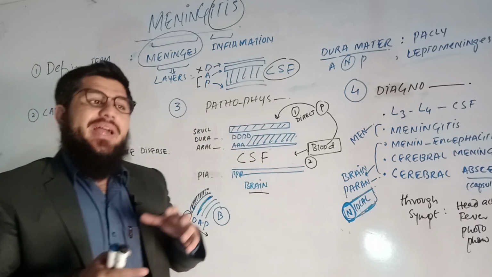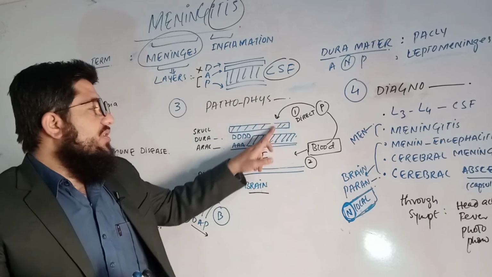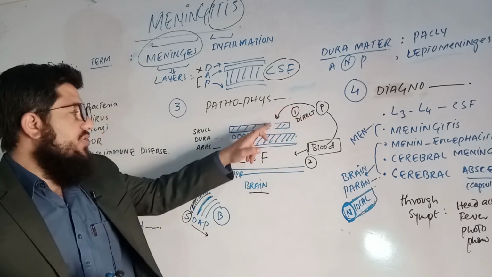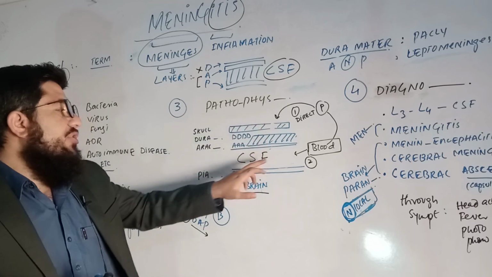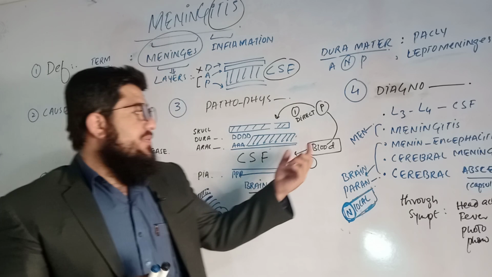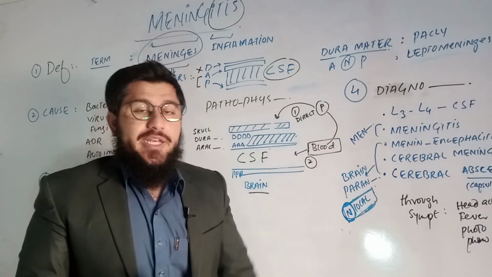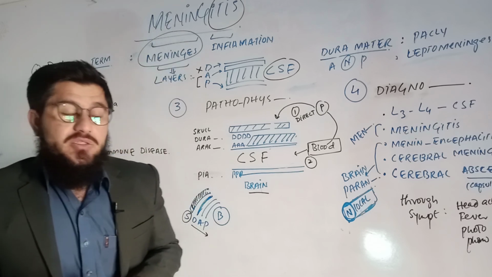Suppose through an accident, when a person gets an accident and the skull is broken, the pathogen will pass through the skull and then the dura mater, and then it will reach the CSF, where it will cause further inflammation. And sometimes, in most cases, this pathogen actually goes through the blood.